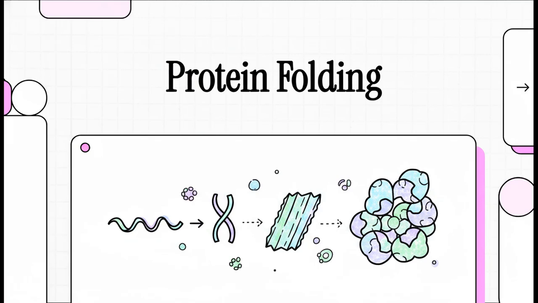Today, we're jumping right into one of the most elegant processes in all of biology. We are going to explore the fascinating biochemical journey of how a simple linear amino acid sequence transforms into a complex, three-dimensional, highly functional protein. Understanding this process literally unlocks the secrets to how life operates at a molecular level.